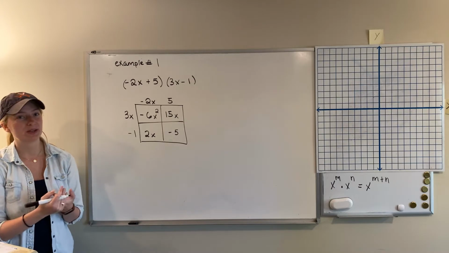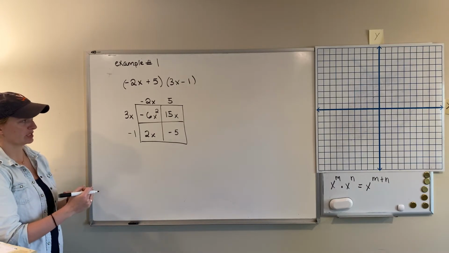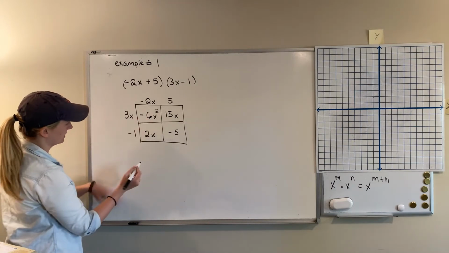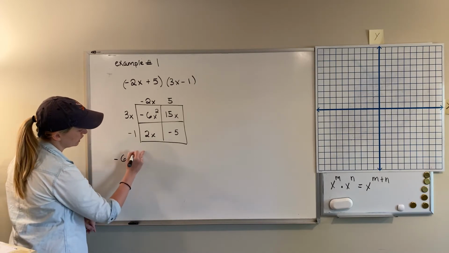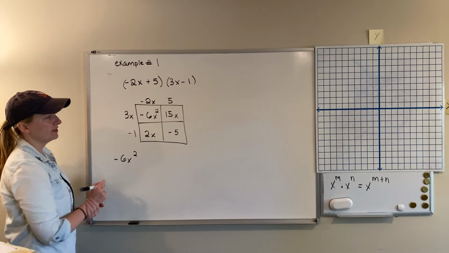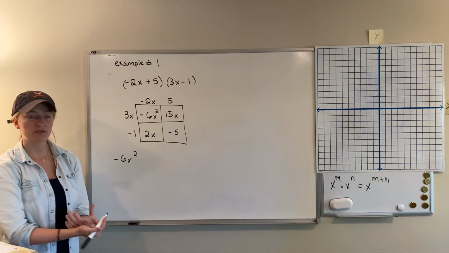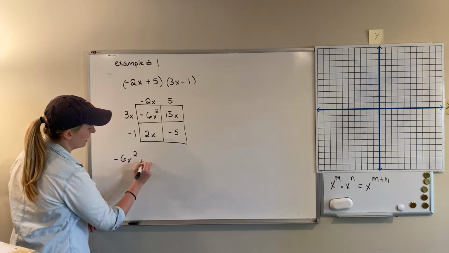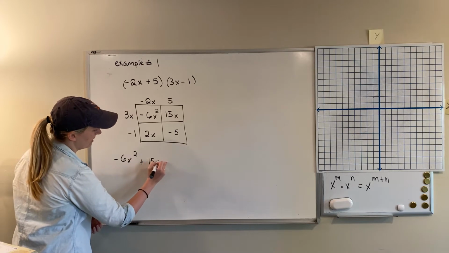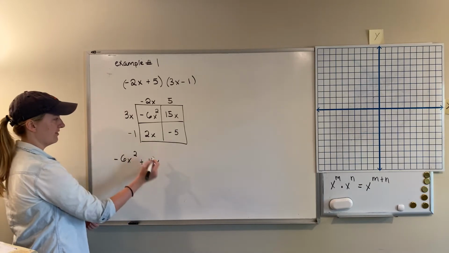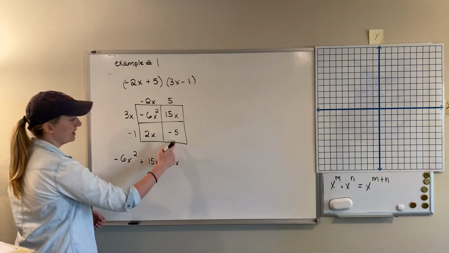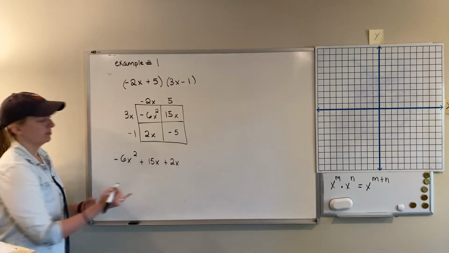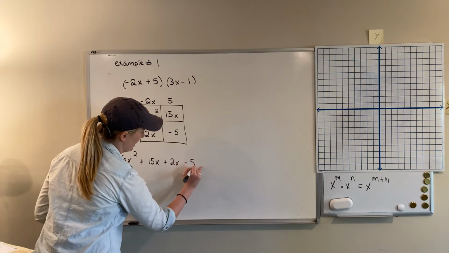Well, you're going to look for your like terms and you're going to string together an expression. Alright, so I have negative 6x squared. So write that out, negative 6x squared. Now I have 15x. It's a positive 15x, so I'm going to put a plus sign. Plus 15x. I have a 2x. It's positive, so I'm putting plus 2x. Now I have a minus 5. It's negative, so just negative 5.